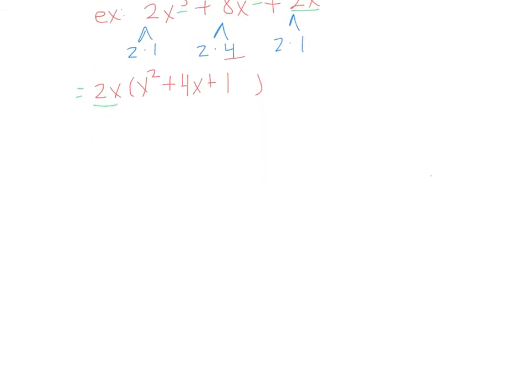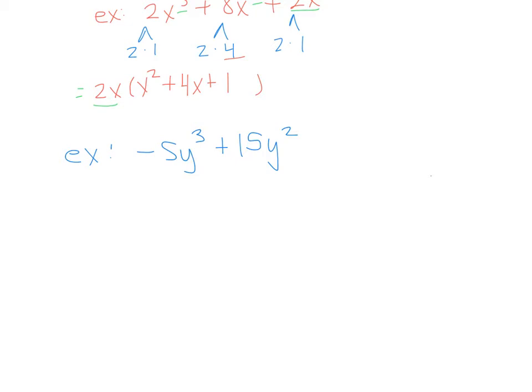All right, so let's look at another example. Let's look at -5y cubed plus 15y squared. So we want to identify what common factors there are in each of the terms.